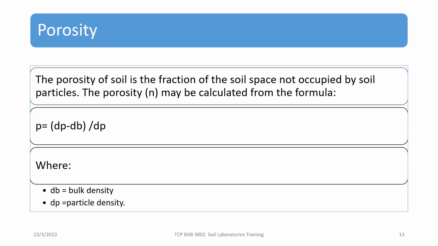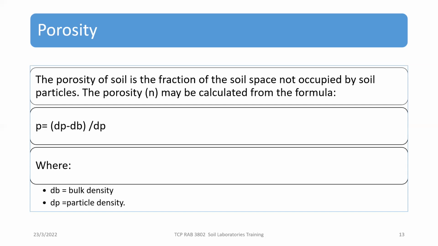So the porosity identifies a space for water and for air. The porosity may be calculated based on this formula. It equals particle density minus bulk density, divided by particle density. So from the particle density and bulk density, you can determine or measure the porosity.